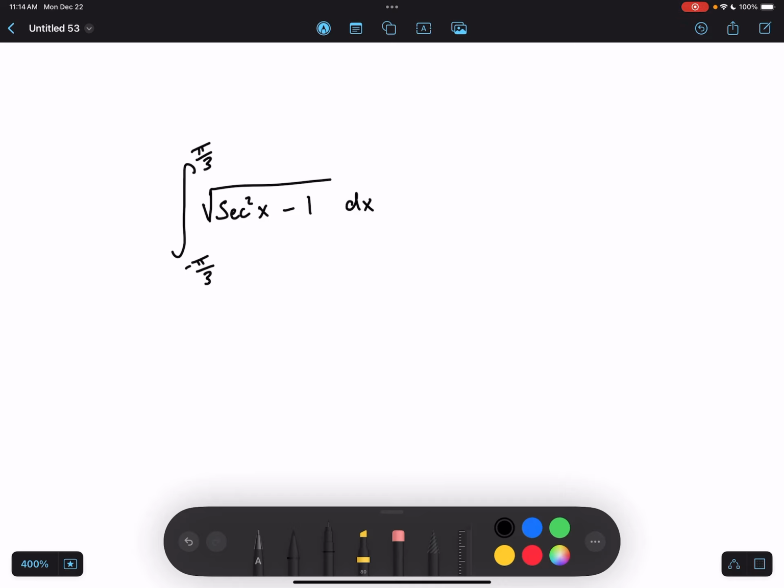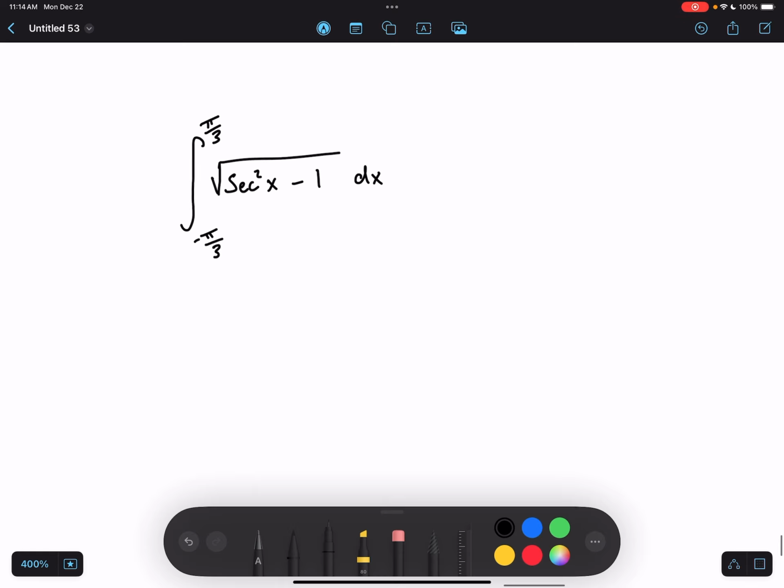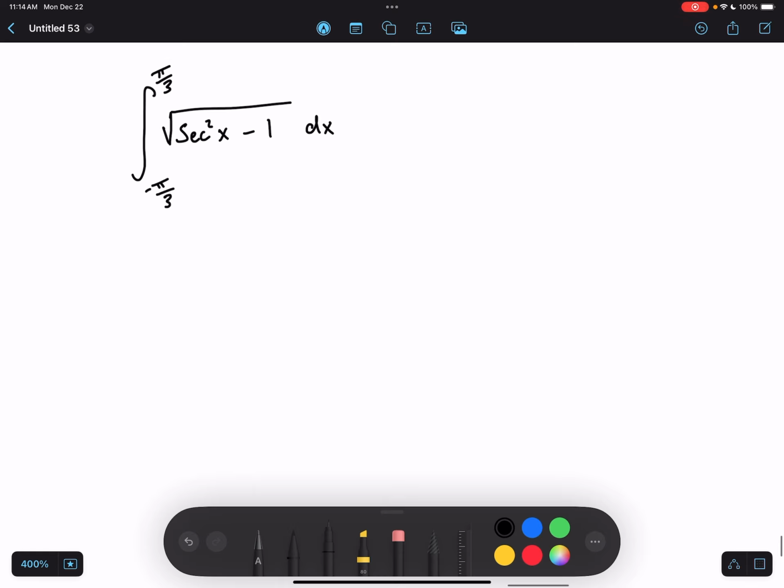Here we have the integral of the square root of secant squared x minus 1, evaluated from negative pi over 3 up to pi over 3. So the first thing that we'll do to tackle this one is we'll rewrite it as the integral from negative pi over 3 up to pi over 3 of the square root of tangent squared x dx. This of course draws on the fact that tangent squared x equals secant squared x minus 1.